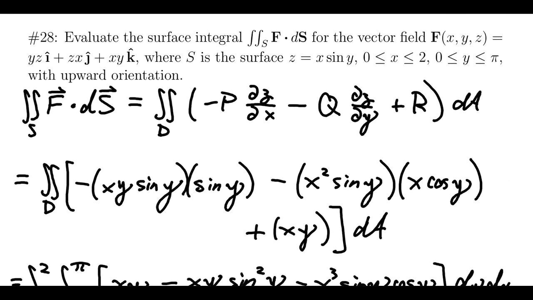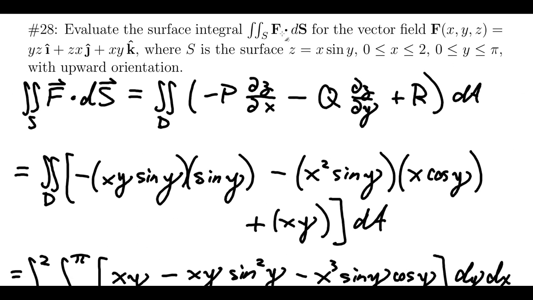So we have this surface integral. There's a vector field described by this function here, and the surface z equals x sine y above this rectangle. We're told this is upward orientation. This is good. If it were downward orientation, you want to watch for that. And really, that's just going to mean that we need to throw in a negative sign here.